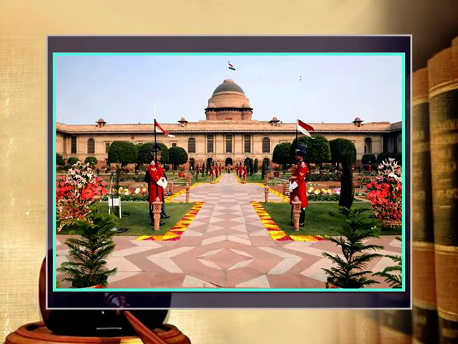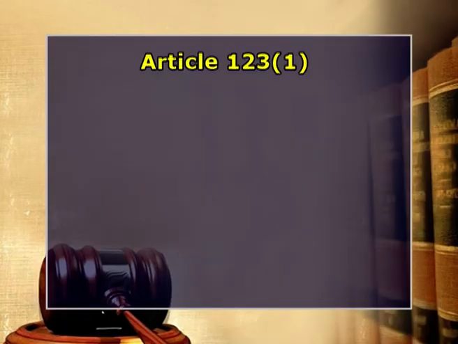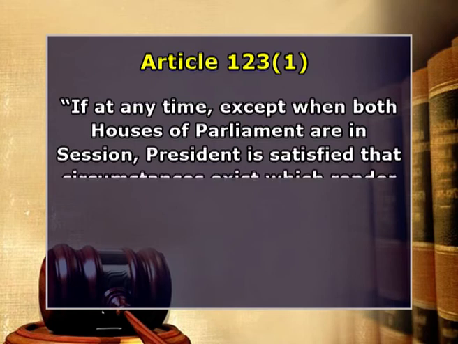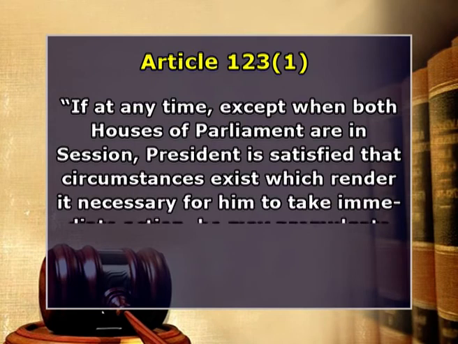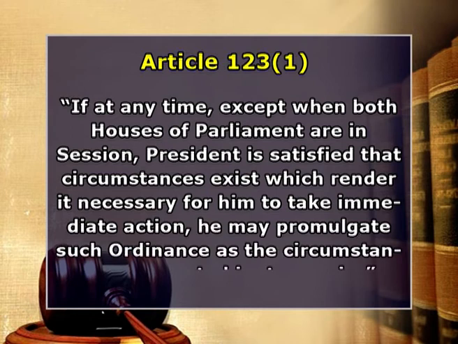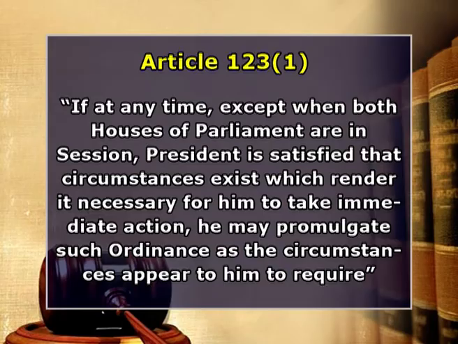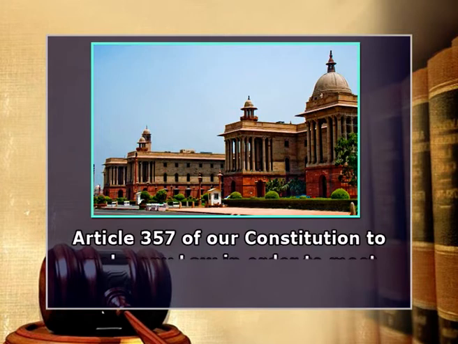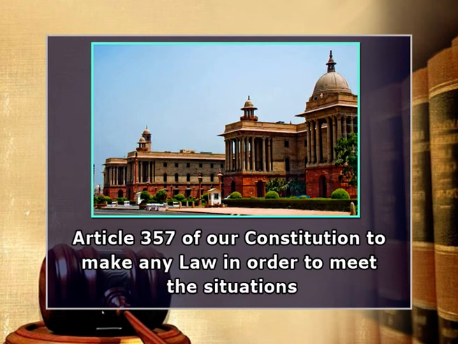The President, being the executive head, is also empowered to exercise legislative powers. In his legislative capacity, he may promulgate ordinances in order to meet the situation, as Article 123 Clause 1 says. If at any time, except when both houses of Parliament are in session, the President is satisfied that circumstances exist which render it necessary for him to take immediate action, he may promulgate such ordinances as the circumstances appear to him to require. When a proclamation of emergency has been declared by the President due to failure of constitutional machinery, the President has been given legislative power under Article 357 of our Constitution to make any law in order to meet the situation.